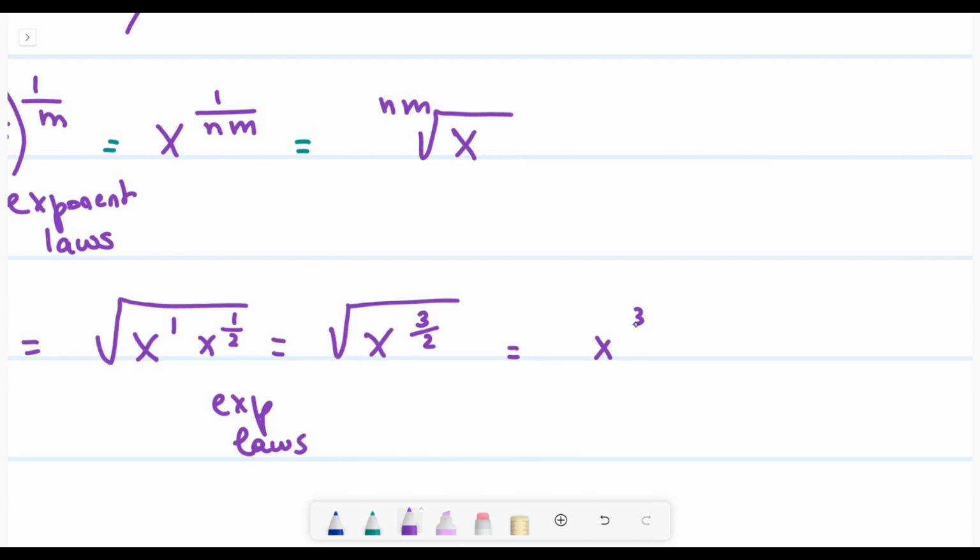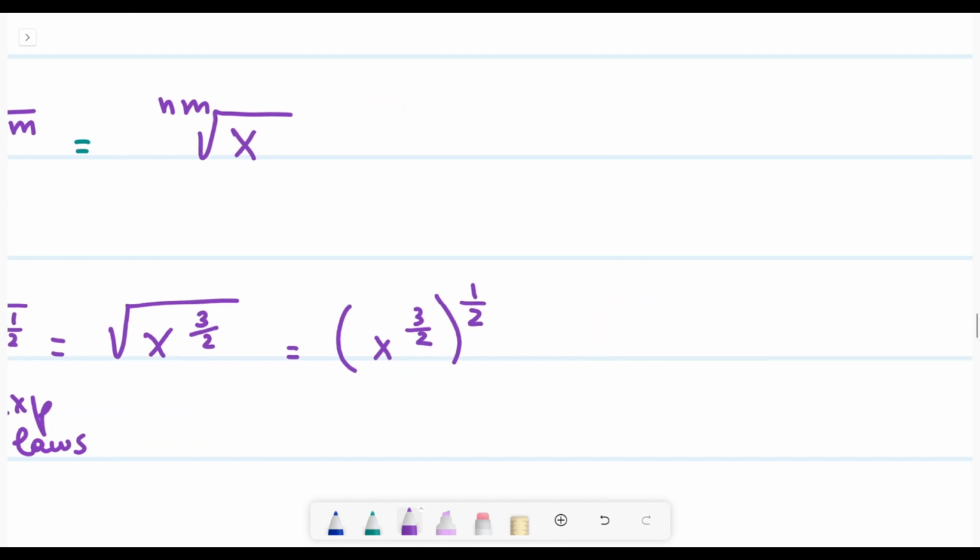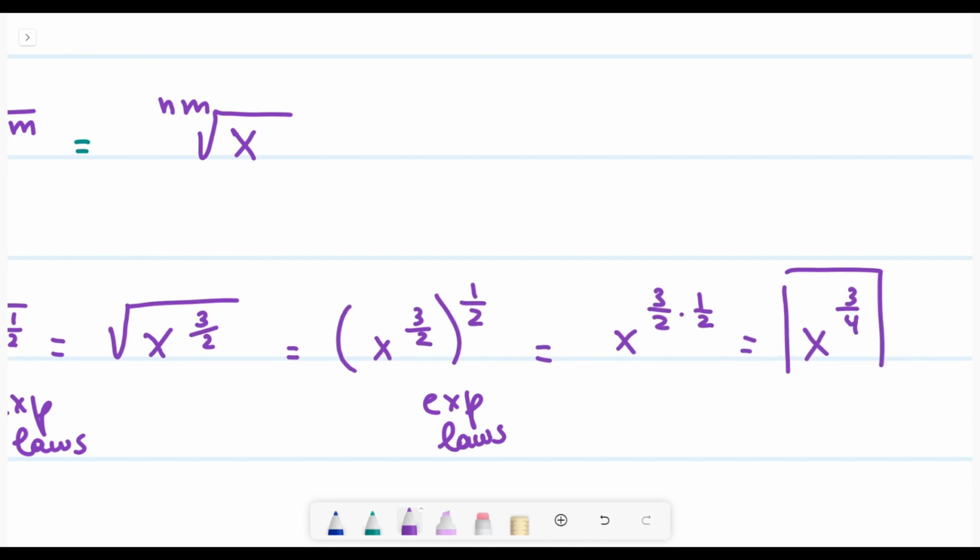So now we have x to the power of 3 halves all to the power of half. And again, we can use exponent laws. We can multiply the exponents. This becomes x to the power of 3 halves times half, which is x to the power of 3 over 4.